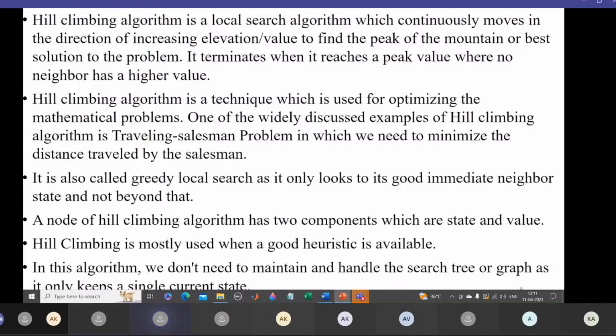One of your examples is the traveling salesman problem. What we are supposed to do is minimize the distance traveled, cleaning with less distance.